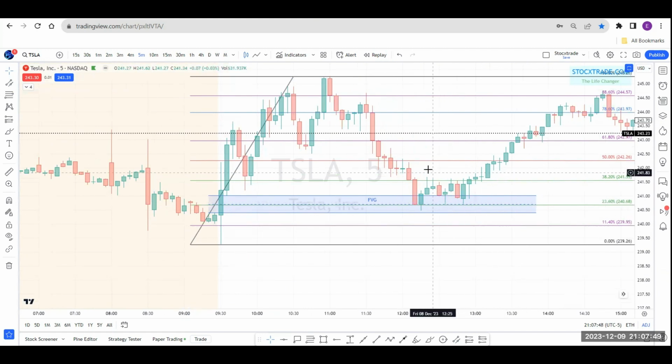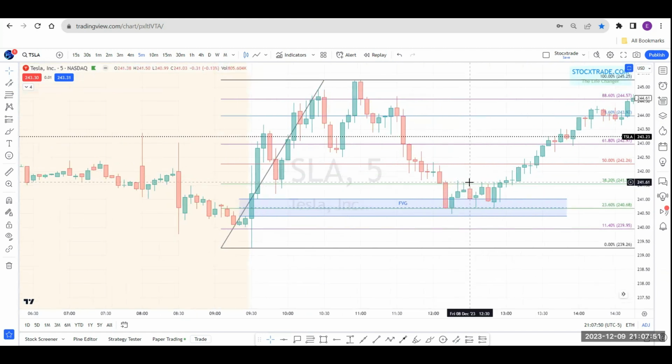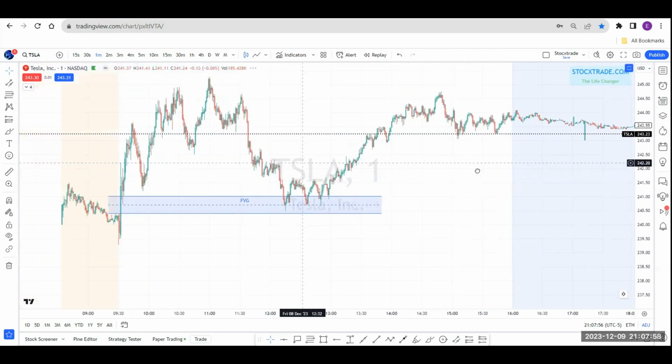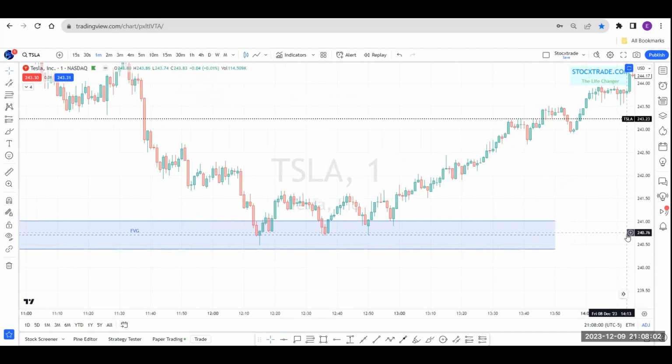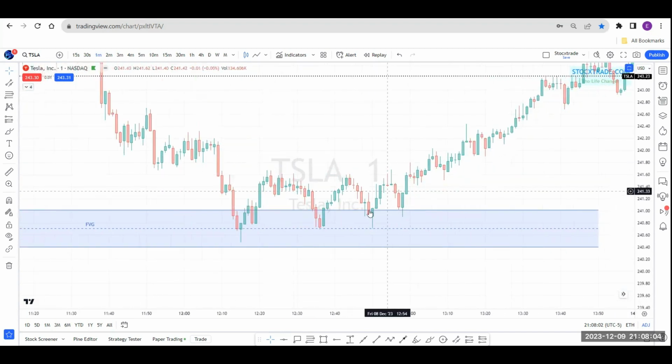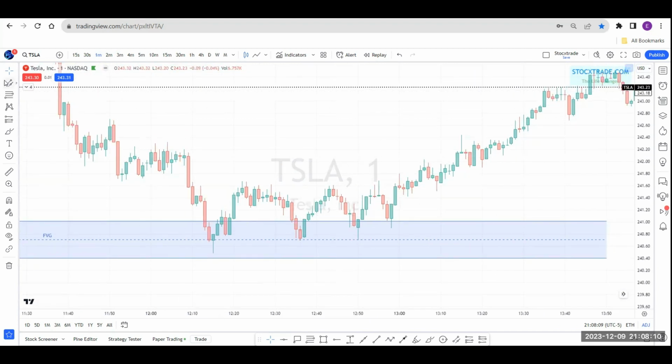You are getting the change of character after this. Yes, because this is 5 minutes shifted. After coming into the fair value gap, if you didn't enter, you see the rejection here. Now what you can do, if you still didn't enter, just mark the change of character. This is your coming down. This is your first change of character.